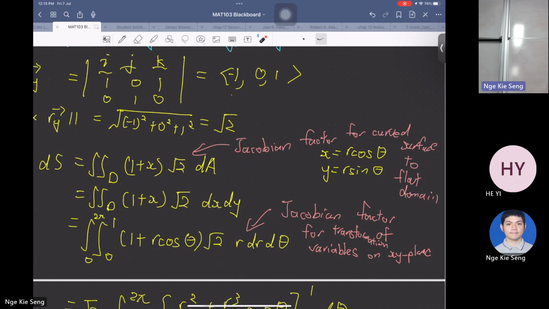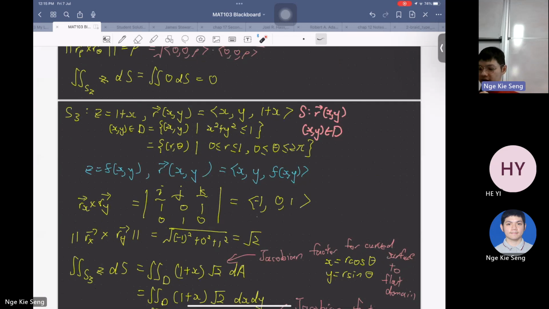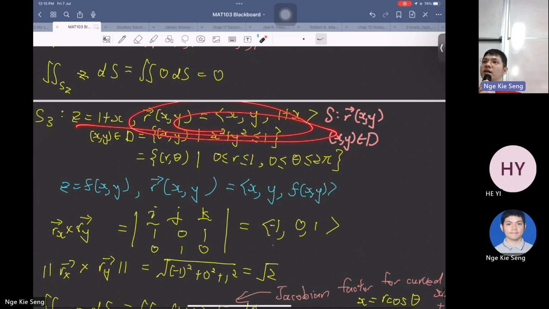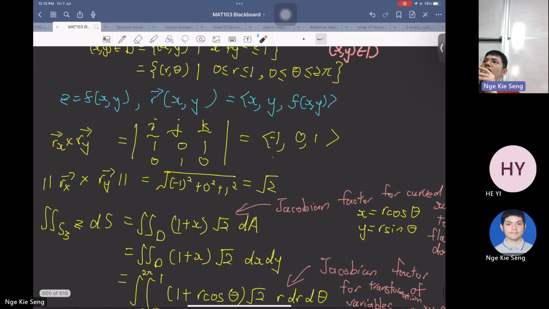So the first Jacobian here is a curved surface in 3D. Remember, we have a plane. When I talk about this, you should have an example. So we have a plane in 3D. We make it flat to D, which is in 2D. And then we compute things in 2D, and then we can make it into XY again. So this is the idea.